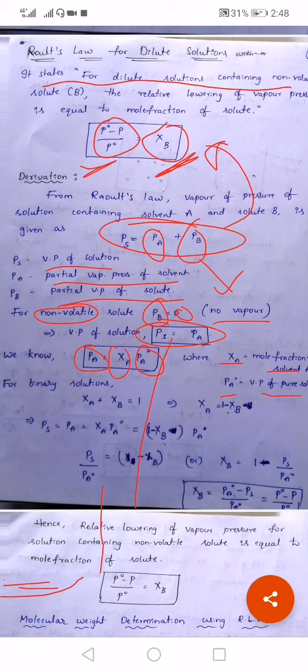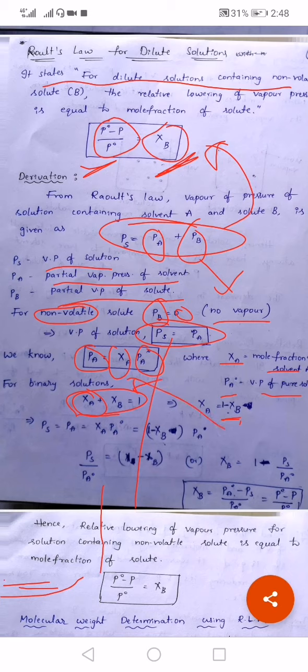Now substitute XA, the mole fraction of solvent, in terms of the mole fraction of solute. How can we do that? Since we need the form in XB, convert XA into terms of XB. For binary solutions, or for any composition, we know that the sum of mole fractions is equal to unity. So XA plus XB equals 1, since we have only two components A and B. If I want XA, then XA will be equal to 1 minus XB. Substitute this value here.